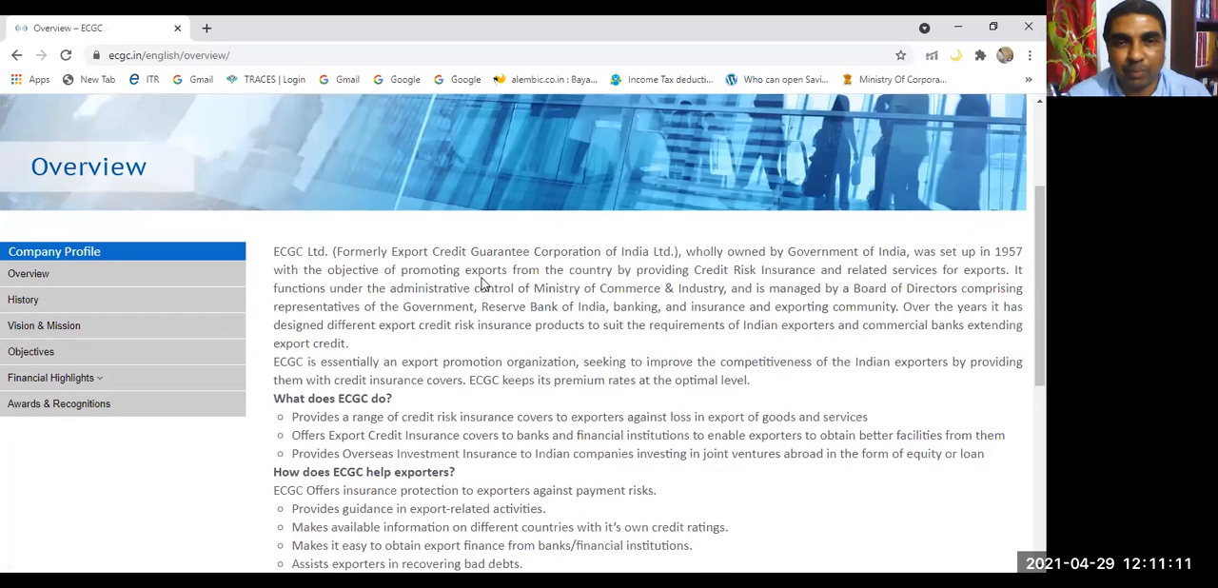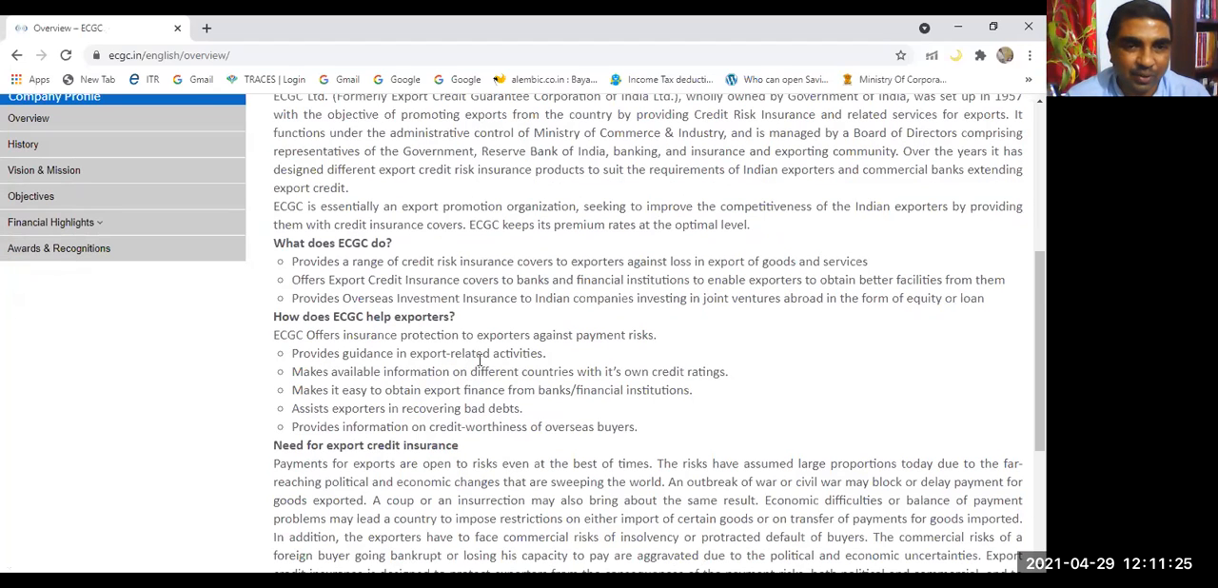You see, with the objective of promoting export from the country by providing credit, risk, insurance, and related services for exports. It operates under the Ministry of Commerce and Industry. How does ECGC help the exporters? Have a look at this. It provides guidance in export-related activities, makes available information on different countries with its own credit rating, makes it easy to obtain export finance from banks and financial institutions, assists exporters in recovering bad debts, and provides information on creditworthiness of overseas buyers. These are the services provided by ECGC.